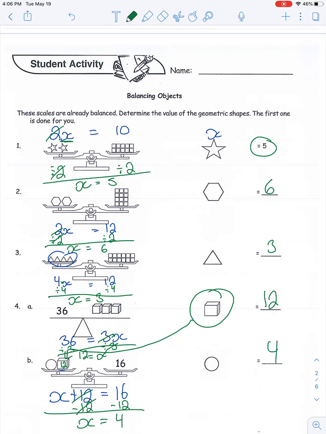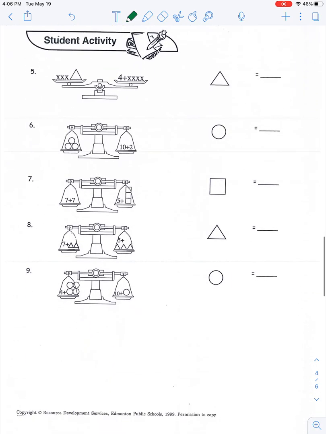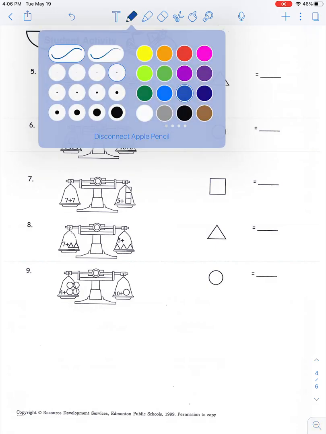There you go. Double check. If this is a 4, we add them together. Yep, 4 plus 12 is 16. Ta-da! Okay, this is some fun stuff. All right, next is this one. Same thing.